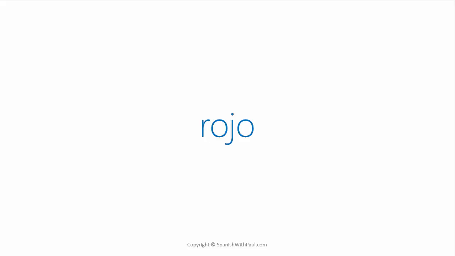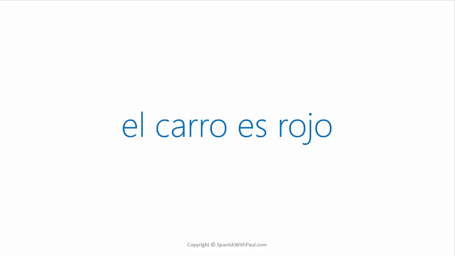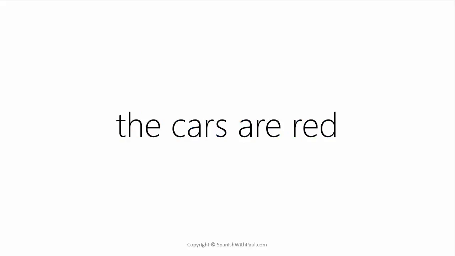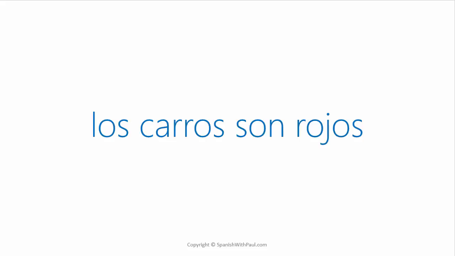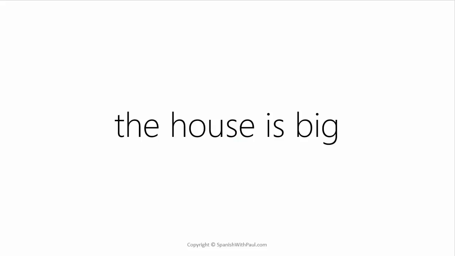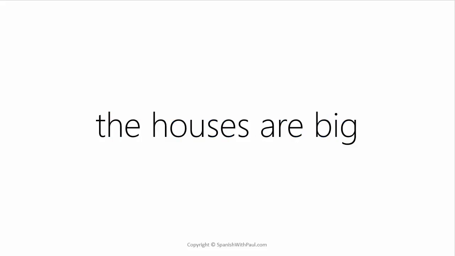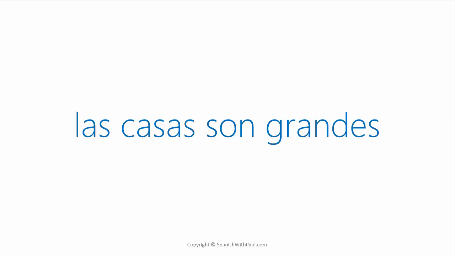What's the word for red? Rojo. Say the car is red. El carro es rojo. The cars are red. Los carros son rojos. What's the word for house? Casa. The house is big. La casa es grande. The houses are big. Las casas son grandes.